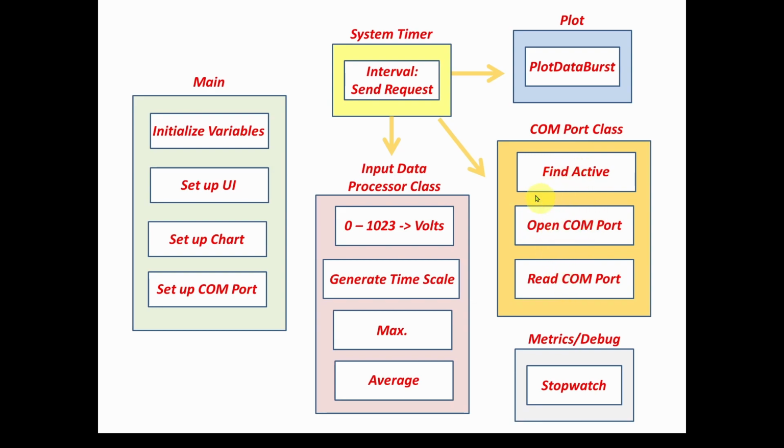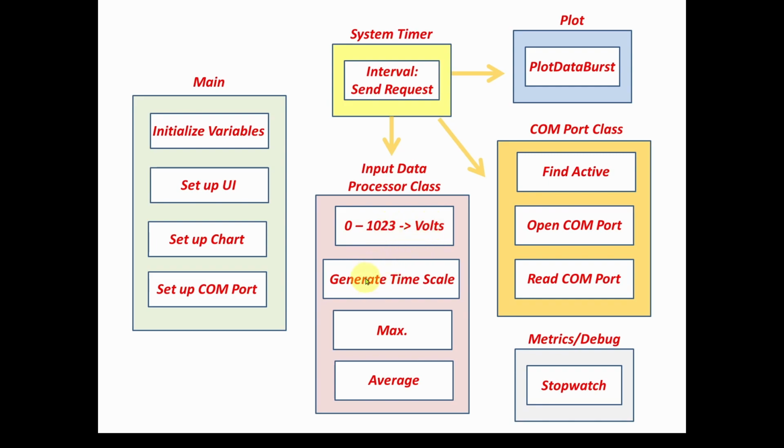So once we send a request, we're going to read data from the Arduino, and then the next thing is we're going to go into another class that we call the Input Data Processor class. And that makes a lot of sense. You're basically going to get an array of string data of maybe 500 samples or whatever from the Arduino, and we're going to pass that array of data into this Input Data Processor class, and its job is to convert the 0 to 1023 values into voltages. And again, we're also going to generate a time scale because there's no time data coming from the Arduino, as we talked about previously. It's just going to be volts. So we have to use some logic to figure out what time value to assign to each voltage value.